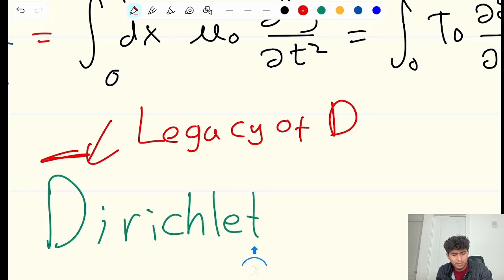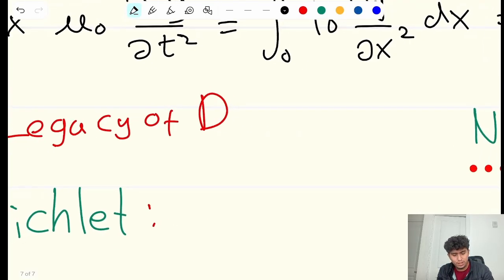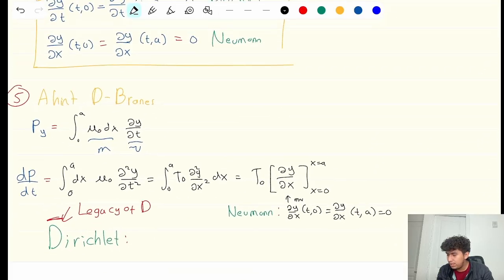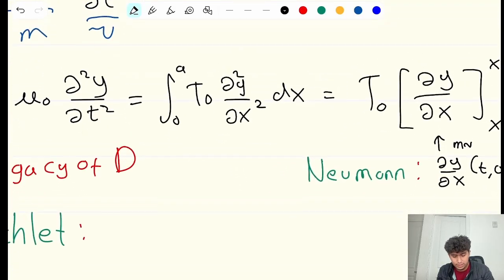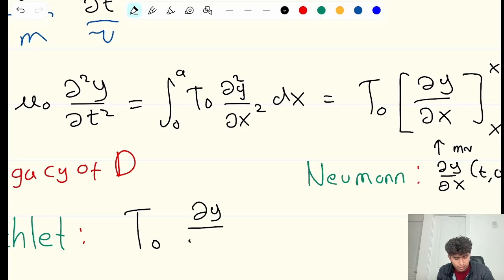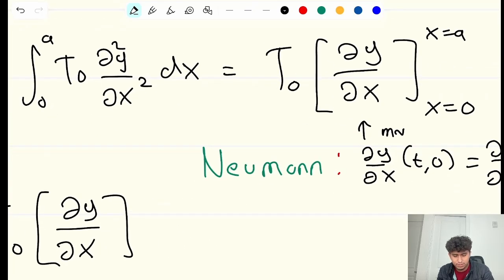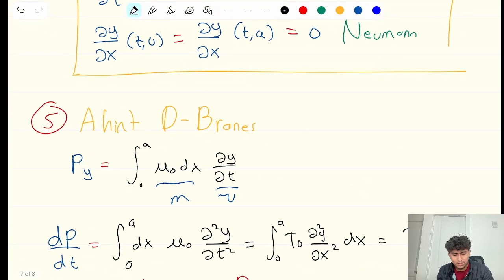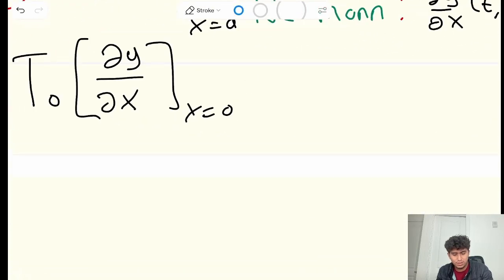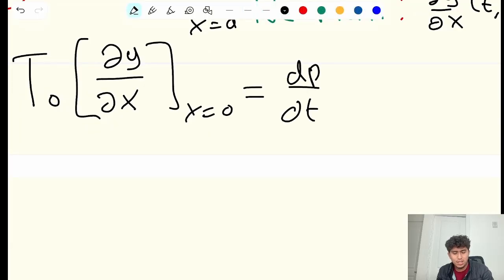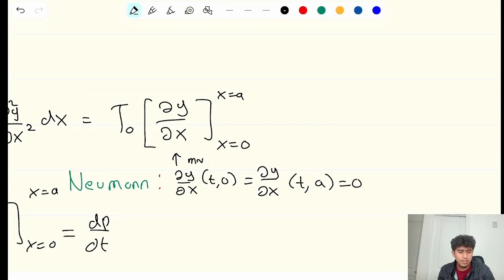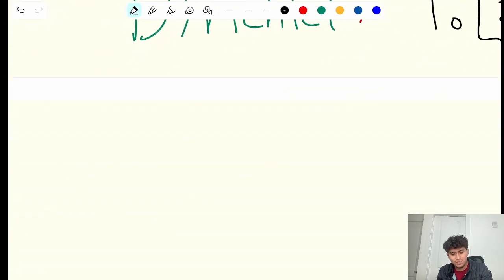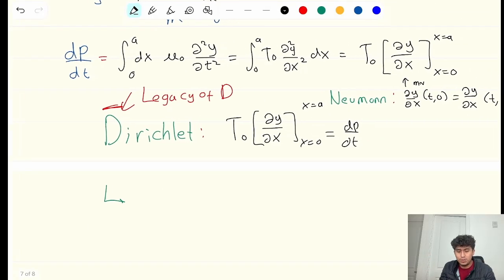Dirichlet. Cool. Okay. So let's do the same. Here at the endpoints, this quantity doesn't necessarily have to vanish, there's no condition that this thing has to vanish. So therefore, the momentum is not conserved. Like at the endpoints, dp/dt. So in Neumann, momentum is conserved. But when you have Dirichlet boundary conditions, which means fixed endpoints, then the momentum is not conserved.